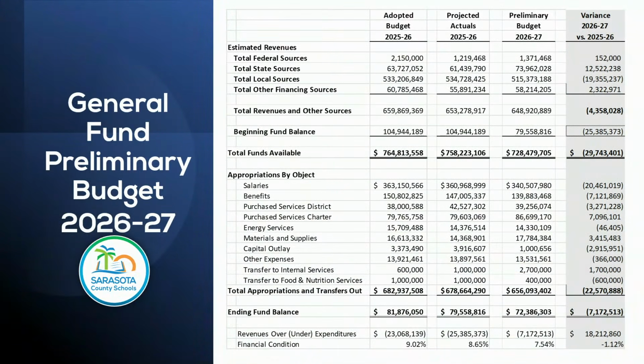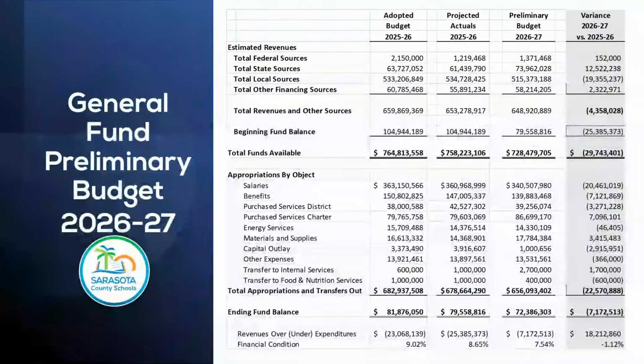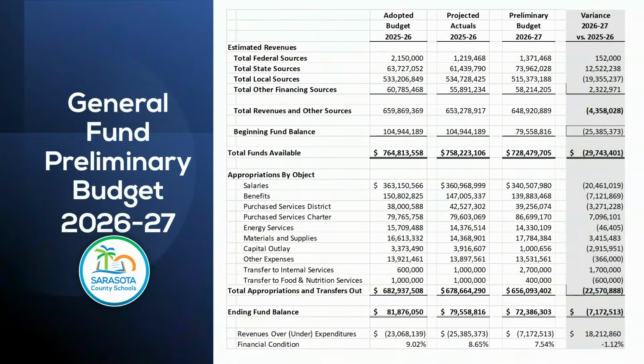And then the internal services, that trend for workers' comp is staying the same, so there is going to be an increase of about $2 million there. And also for general liability as well. That has to transfer from the general fund. And then food and nutrition services is trending a little bit better for next year. Instead of the million, it'll be about 400,000. That's our estimate, which brings us to a financial condition ratio of 7.54 at this moment in time.